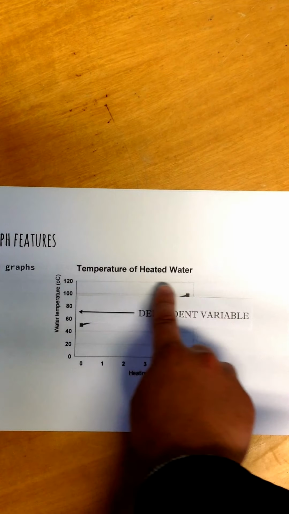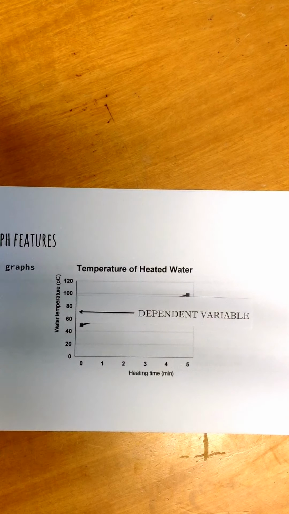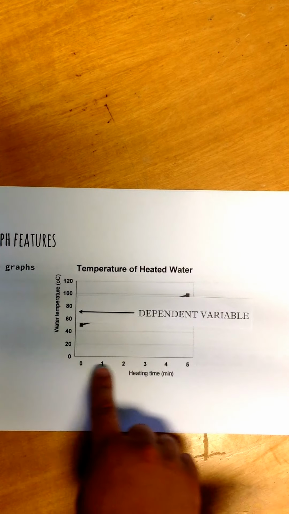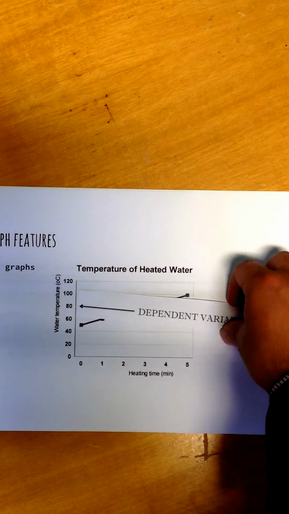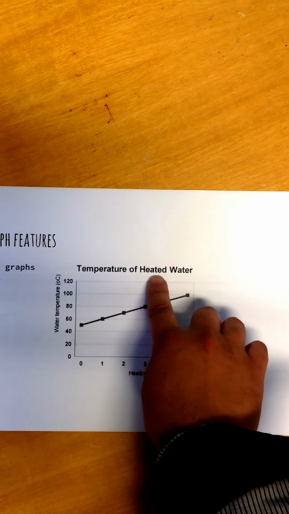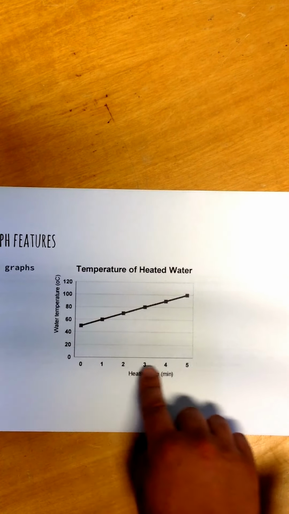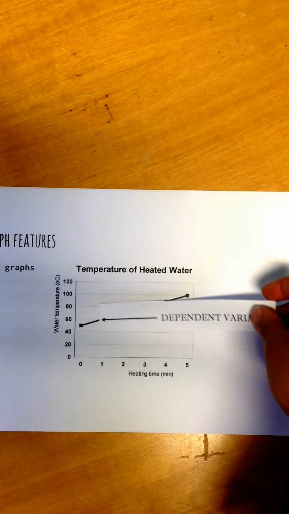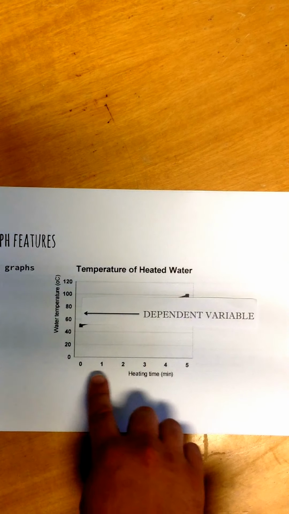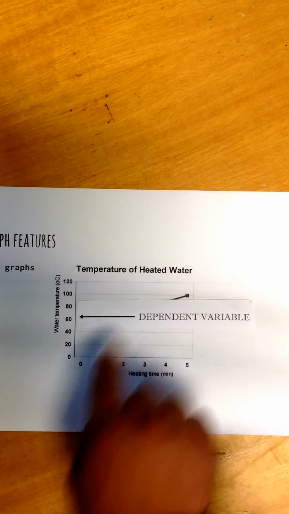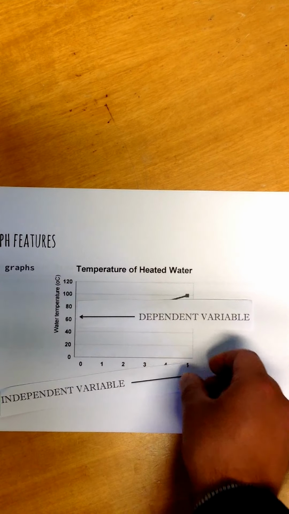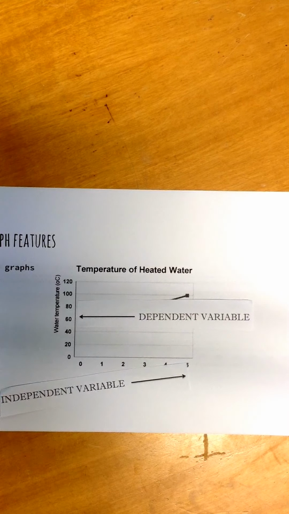So for example, here we are testing for the temperature of water that we are heating. So we are testing what happens to the temperature as time goes by. As you can see from the graph, when we're heating the water, the temperature will rise to a certain point. Now this one here is for the vertical. For the horizontal, we will call it the independent variable.